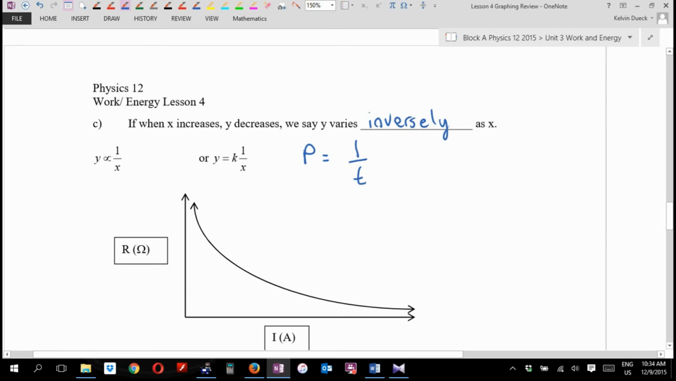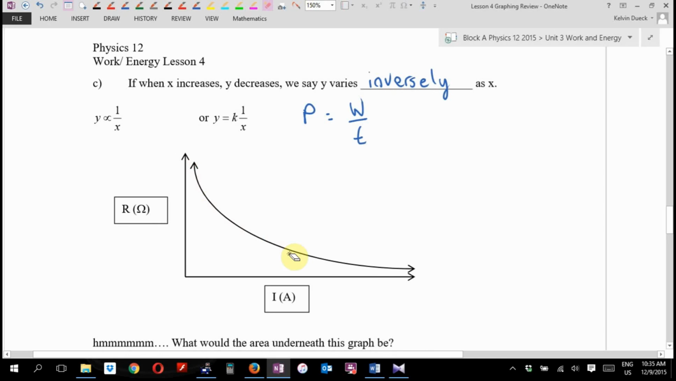Power is proportional to 1 over time. If I want to make that an actual equation, the constant that I need to add is work. The longer time that you take to do something, the less power you'll generate, the less tired you'll become. The faster you do something, the smaller time is, the more power you'll generate, the bigger power is. As a graph, they look like this. These are reciprocal graphs. They are these curves. They never quite touch the y-axis. They never quite touch the x-axis because you can't divide by 0, so you can't put a 0 in.